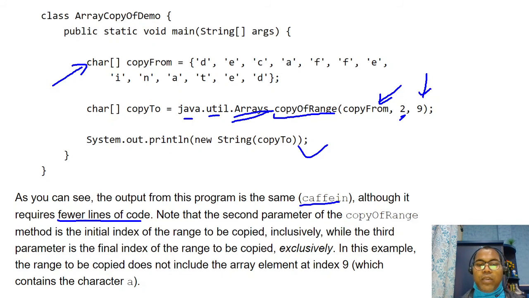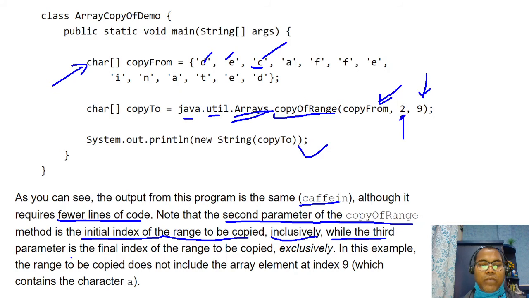And note here that the second parameter of copyOfRange is the initial index of the range to copy. This is the starting index from where we copy, from 2, and this is inclusive. 2 inclusive means 0 1 2. While the third parameter is the final index of the range to be copied. Exclusive means you have specified 9, so 0 1 2 3 4 5 6 7 8 9.